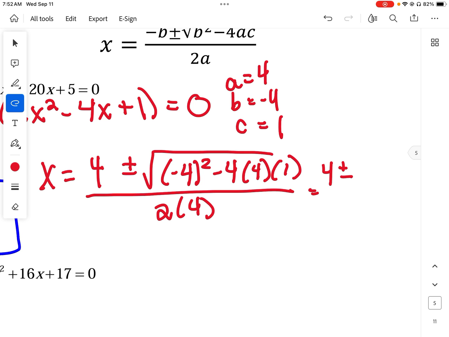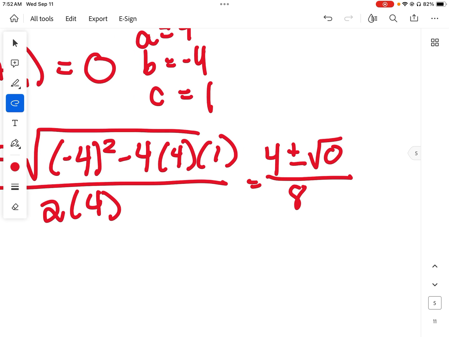All right, we have negative 4 squared is 16. Negative 4 times 4 times 1 is 16. So we have 16 minus 16, which is actually 0. Square root of 0 is 0. I'm going to go ahead and write it though, over 8. So this actually works out pretty well because square root of 0 is 0.